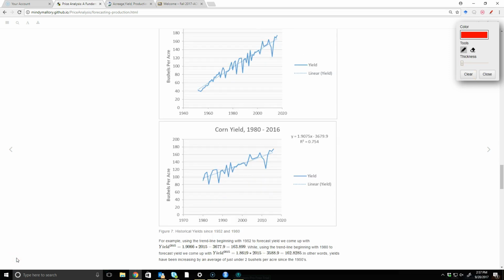In fact, we can see that really drastically if we plug in 2015 into our yield equation with the first estimate when we included 1952 to 2016 in our sample. The trend line or the trend yield for that is 163.9. And if we plug 2015 into the second trend yield where we broke the sample in 1980, we get 162.83. So very similar estimates for trend yield no matter where we break it.